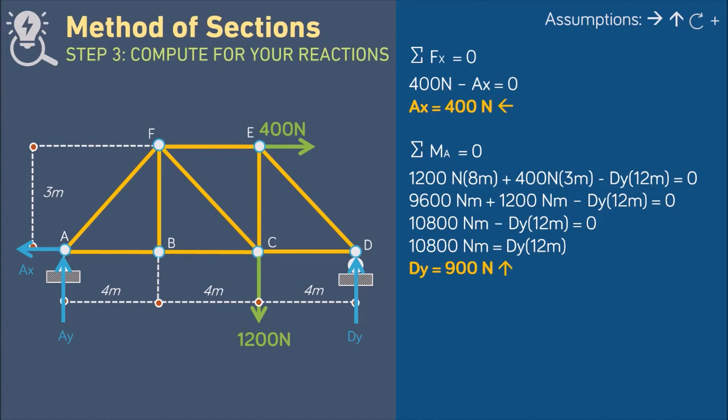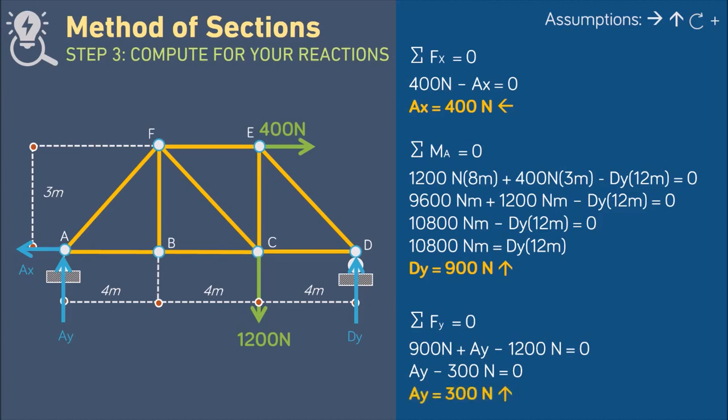Finally, we will take the vector sum of all vertical applied loads and reactions, then equate them to 0. So the reaction we have computed a while ago, positive 900 newtons plus positive A sub y plus the load negative 1200 newtons is equal to 0. Simplifying the equation further, we will get positive A sub y plus negative 300 newtons equals 0. Transposing 300 newtons to the other side of the equation, we find that A sub y is equal to positive 300 newtons. It's positive, meaning the direction we have assumed in our free body diagram is correct, so its direction is going upwards.